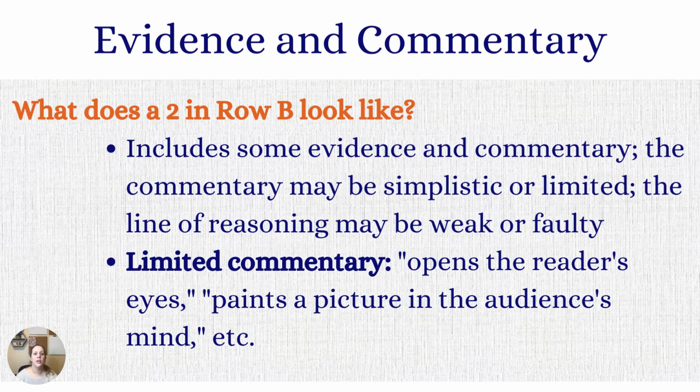So first of all, a 2 in row B, the evidence and commentary row, is going to have some evidence and commentary. So we're going to see specific references to the text, either in the form of a direct quote or a paraphrase, and there is going to be some commentary. Now, that commentary will be present, but it might not be very strong. So it's possible that it could be really simplistic or limited. It's also possible that the essay could have a weak or faulty line of reasoning, so the essay could feel disjointed or underdeveloped.